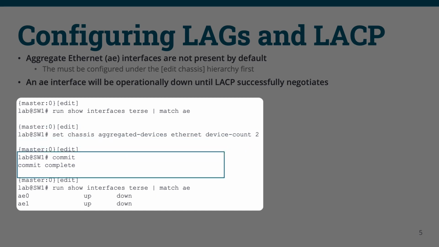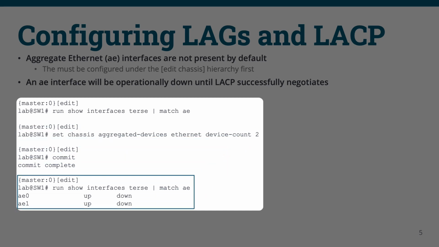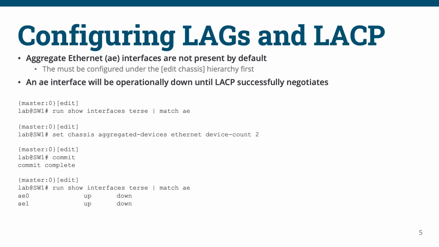Once committed, we see when we issue the show interfaces terse command once more that we now have our AE0 and AE1 interfaces showing. The AE interfaces will remain operationally down until LACP successfully negotiates the lag, as the AE interfaces represent the lag itself. Now that we've created our AE interfaces, let's see how we configure LACP and add member interfaces to the group.